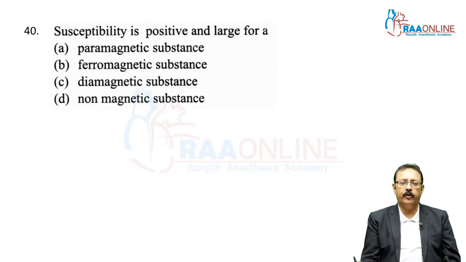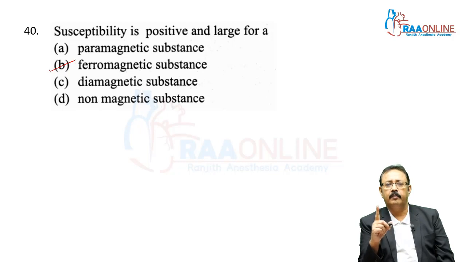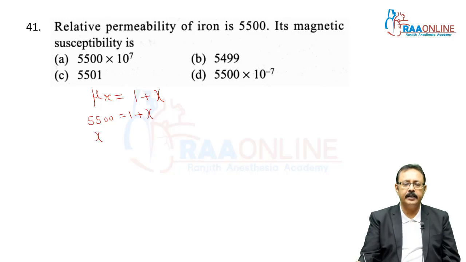Susceptibility is positive and large for ferromagnetic substance. So we will go with B. For diamagnetic, it is negative and small. For paramagnetic, it is positive but small. For ferromagnetic, it is large and positive. Relative permeability of iron is 5500. Magnetic susceptibility is, again, same formula. Relative permeability means 1 plus susceptibility. Mu r is 5500, 1 plus susceptibility. So in this case, susceptibility should be 5,499. So we will go with option B.